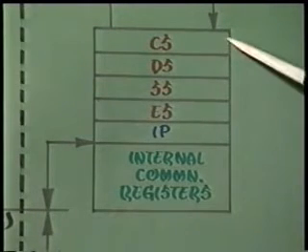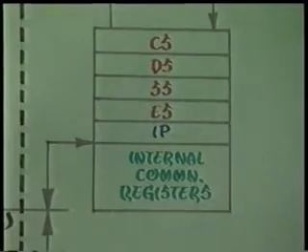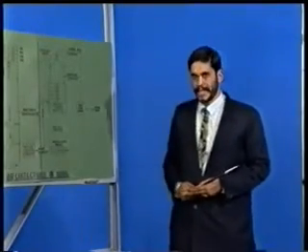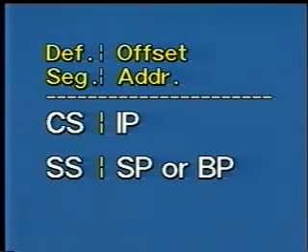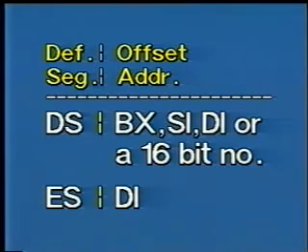Offsets have to be added to the other segments also to generate the corresponding physical addresses. The details of the offset addresses are as shown in the graphic. For CS, the offset is in IP. For SS, it is in SP or BP. Similarly, for DS, offset is in BX, SI, DI, or can be a 16-bit number. For ES, the offset is in DI. The segments can be continuous, partially overlapped, fully overlapped, or disjoint.